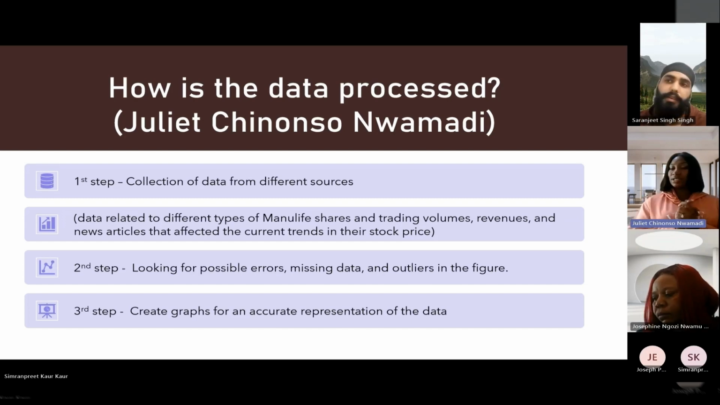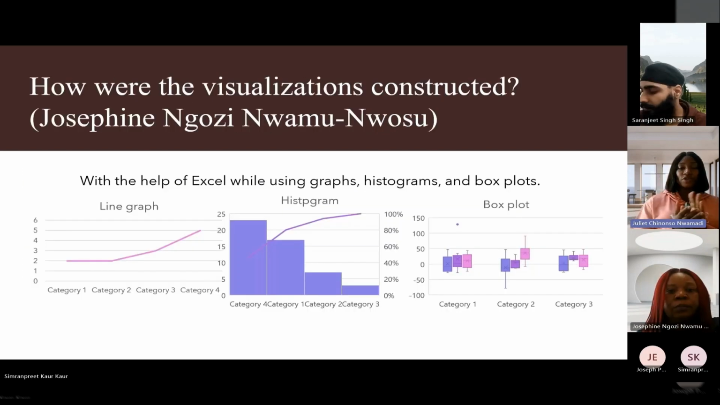After that, we decided to create graphs for more accurate presentations of the data that we gathered for this research. At this point, let me call on my peer Josephine to further discuss our project.